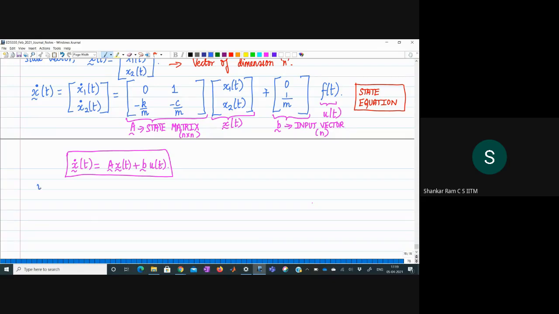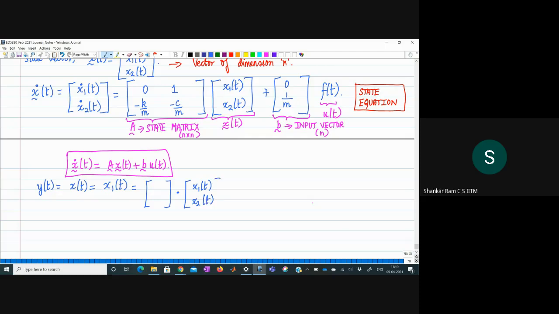So now, if you look at the output y of t in this example, it is the displacement x, which, due to the choice of the state variable, is x1, right? Because the first state variable x1 is chosen as the displacement. Now, what we do is that we once again write it in terms of the state vector. So the state vector is x1 and x2.